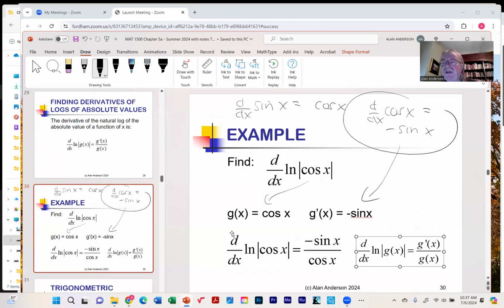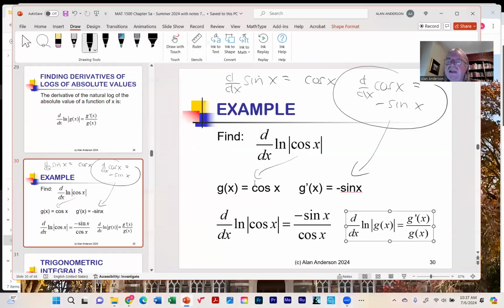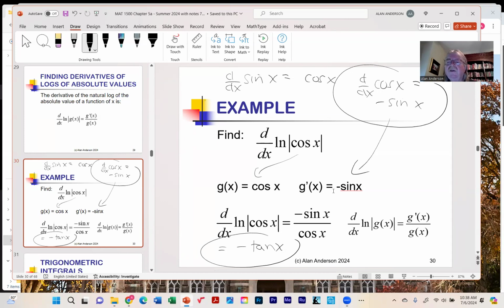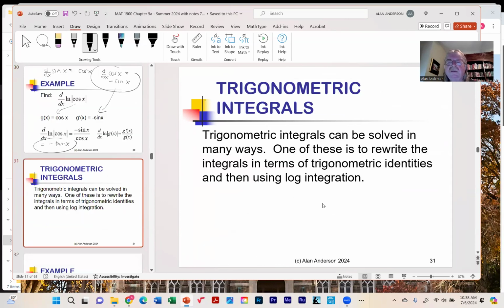Now, if you feel like it, you could actually do one more thing here. Remember, we defined the tangent as the sine over the cosine. So you could go ahead and take this one step further and rewrite it as negative tan x. But I would say that that's optional, unless there's a really good reason for it. But it's good to know that this is true. If one of your assignments, maybe they would prefer one or the other.